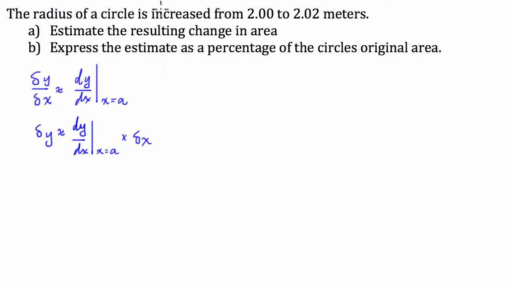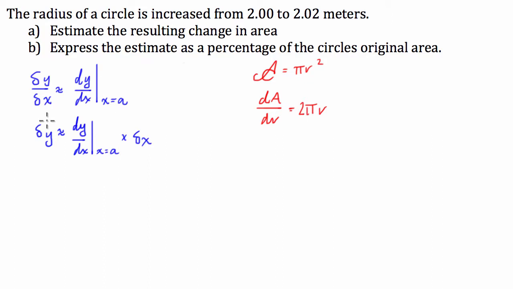So in this case, rather than y as a function of x, we're going to have area as a function of radius. Hopefully you guys are well aware that the area of a circle is equal to pi r squared. So we can differentiate this: dA/dr is going to be equal to, just take the 2 down, 2 pi r, and then the 2 goes to 1, so it's unnecessary.